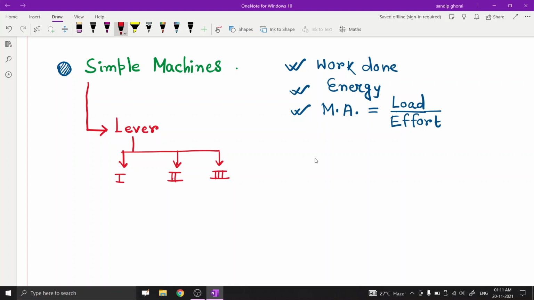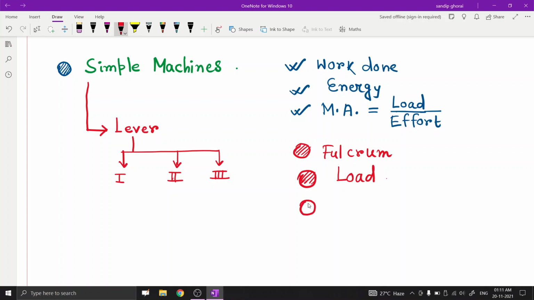Here we discuss what is fulcrum, what is load, and what is effort. What is fulcrum at first? Fulcrum is a fixed point about which the lever can rotate. So it is basically a fixed point. And the second point, what is load for a lever? Load is the object to be lifted with the help of a lever. It is the weight of the object which is to be lifted with the help of the lever.